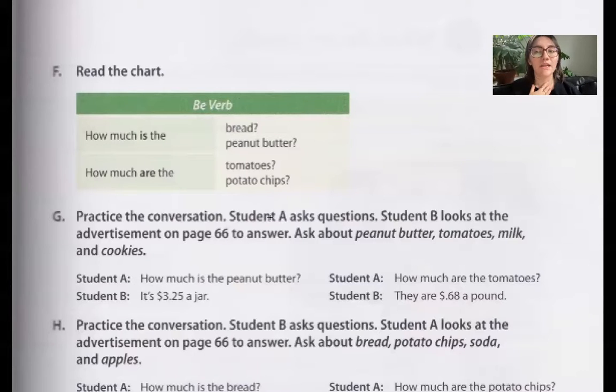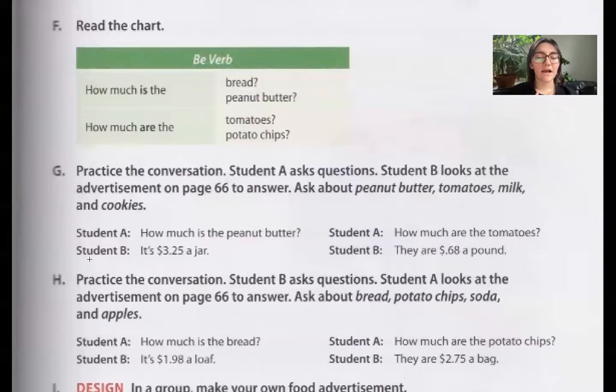But if you're buying something that is separate, right? How much are the tomatoes? How much are the avocados? How much are the peppers? But if you say how much is the lettuce, it's because it's considered one bunch, right? Even though there are little pieces, it's one bunch you buy together, right?